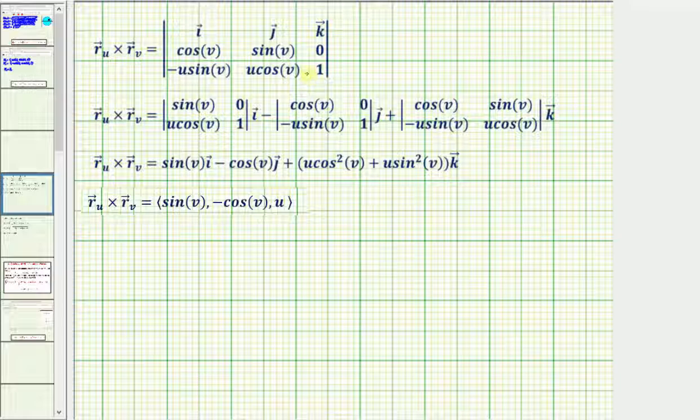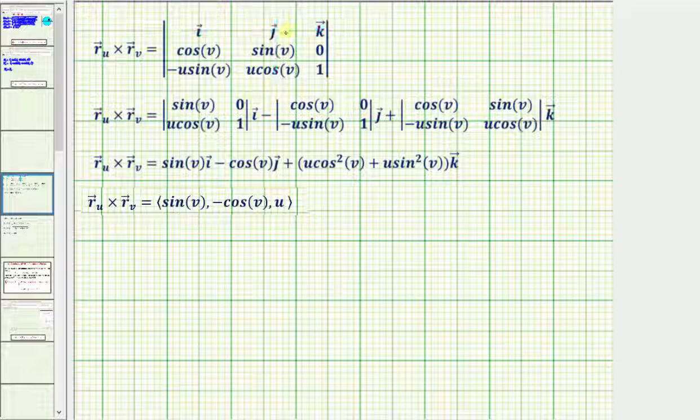Using expansion by minors, for this first 2 by 2 determinant, we eliminate the row 1 column of the i vector, so we'd eliminate row 1, column 1, leaving us with these 4 elements for the first determinant. For the second determinant, remember we have a minus here, and then we eliminate the row 1 column of the j vector, so we eliminate row 1, column 2, leaving us with these 4 elements.